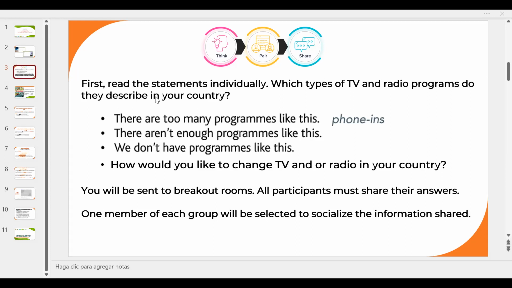It's almost the same question for group 3: we don't have programs like this. We don't have education programs. How would you like to change radio in your country?